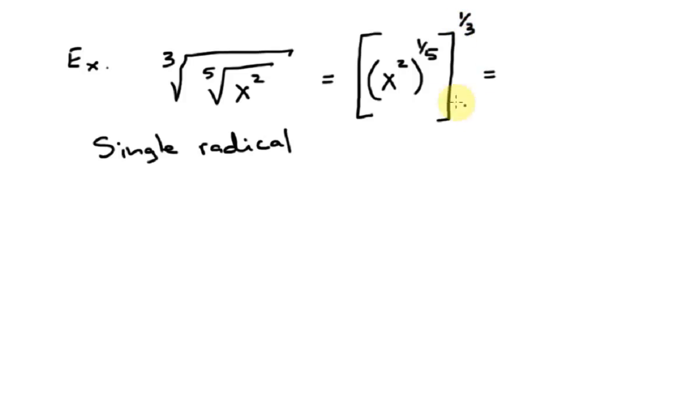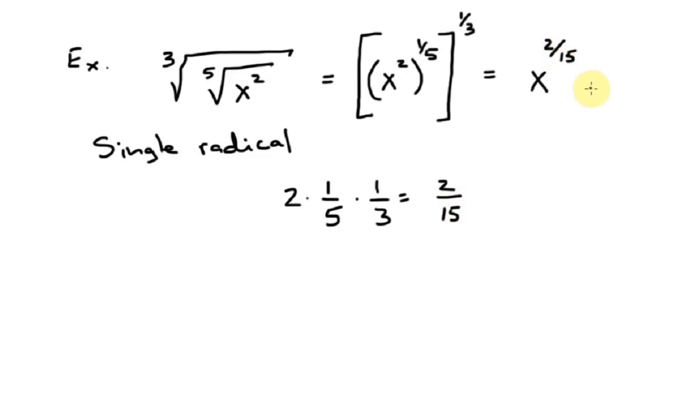Now I can see we have inner and outer exponents. The rule for that is you multiply inner and outer exponents together. So my new exponent is essentially 2 times 1/5 times 1/3. That's going to be 2 on the top and 15 on the bottom, so this is like saying x to the 2/15.